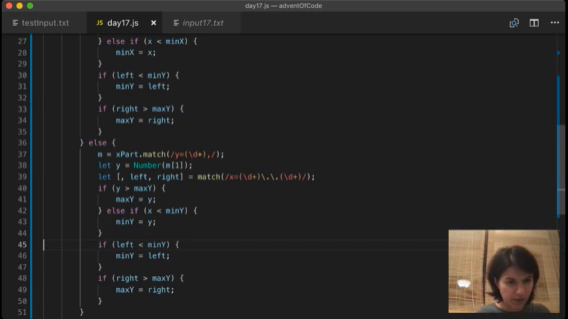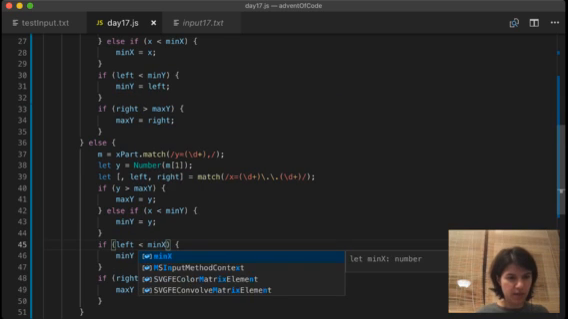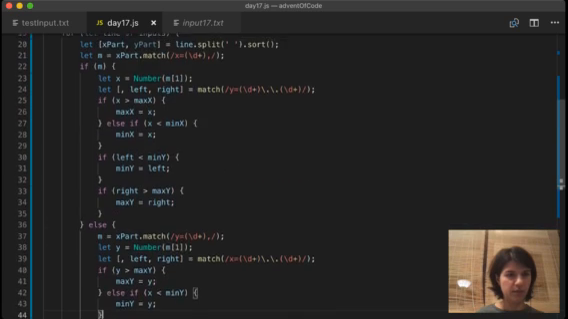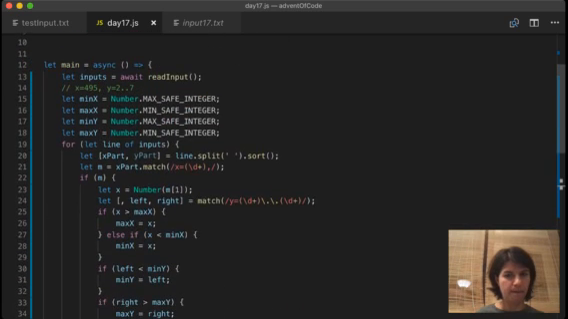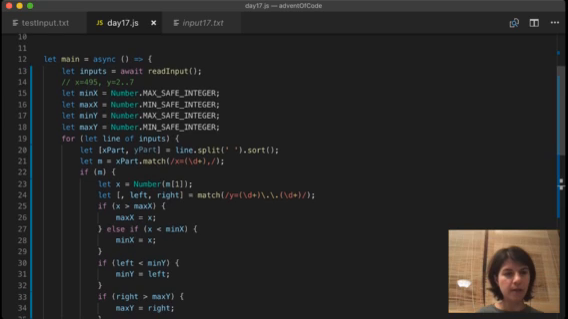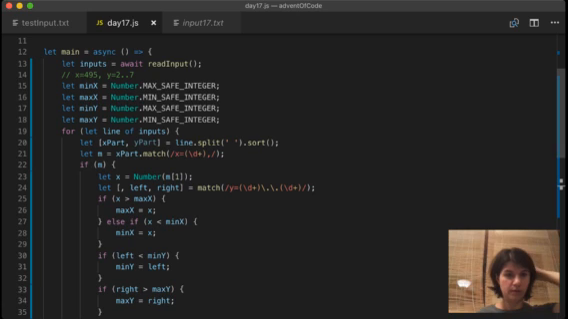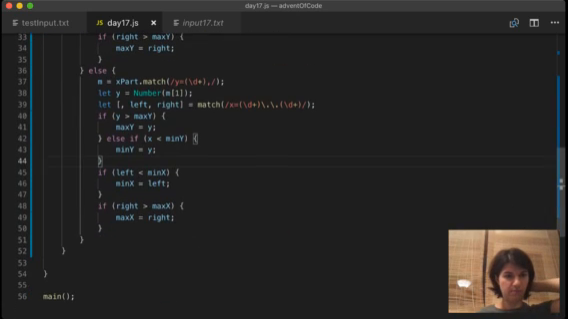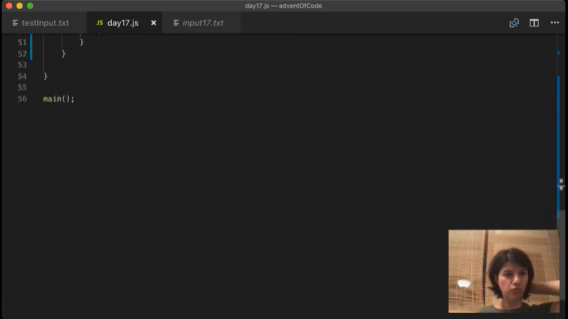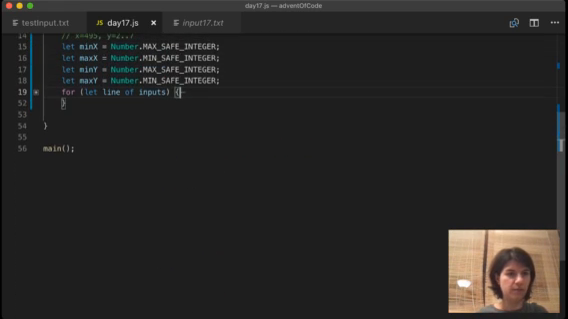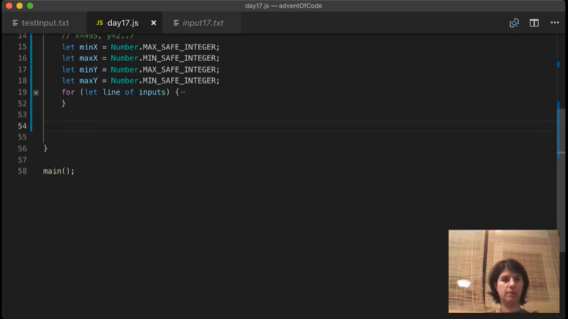And then if left is less than min x, this should be max x. All right, so we have the min and the maximum. Okay, we have minimum and maximum. So now that we have min and max, after this for loop, we can work with min and max.